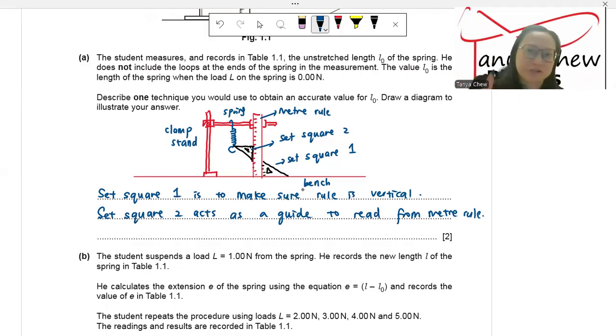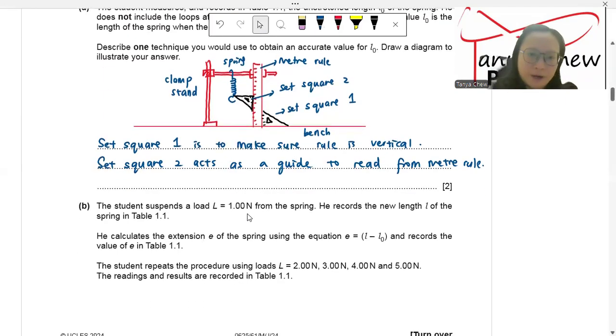Because you are the one taking the reading. You're the one reading the readings from the meter rule, right? Anyone could do, any one of these points would do.